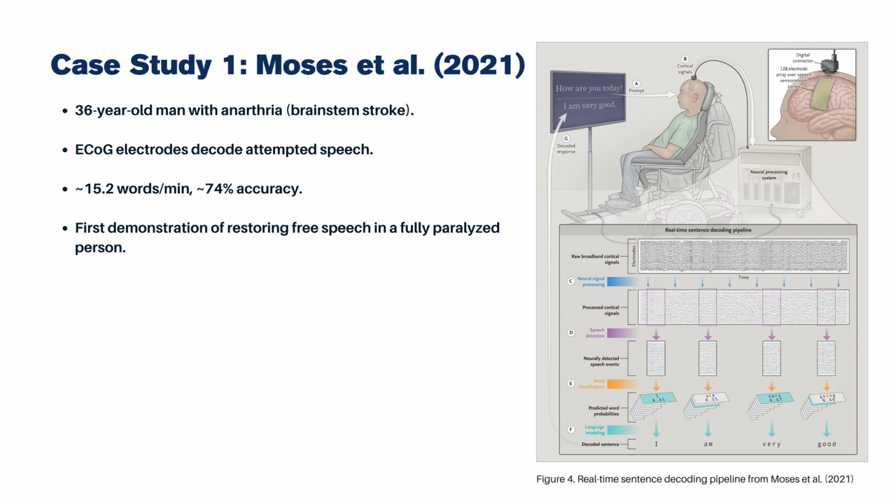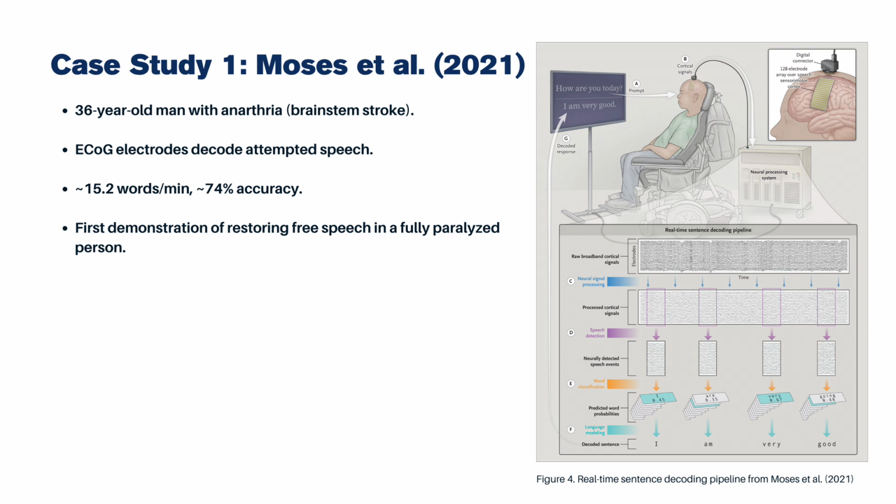In a landmark study at UCSF, Moses and colleagues implanted a high-density electrocorticography array over the speech sensorimotor cortex of a participant with anarthria following a brainstem stroke. The participant attempted to speak while the system recorded broadband cortical activity. The pipeline you see illustrates the steps: neural signal processing, detection of speech events, classification into word probabilities, and sentence assembly aided by a language model.